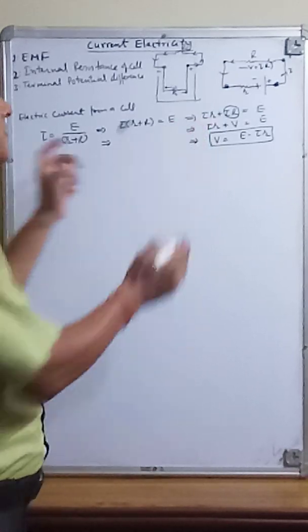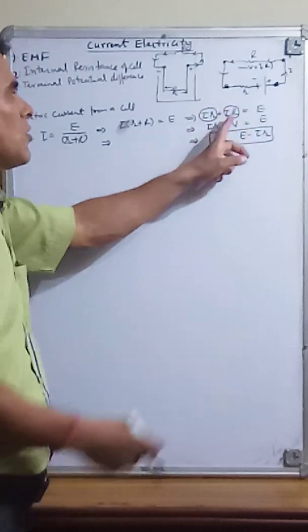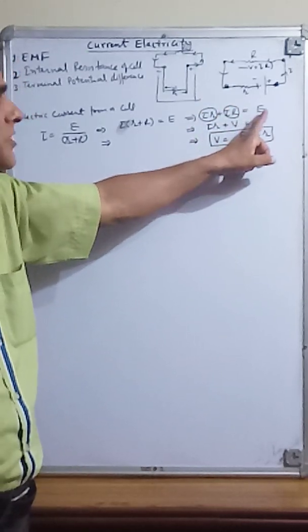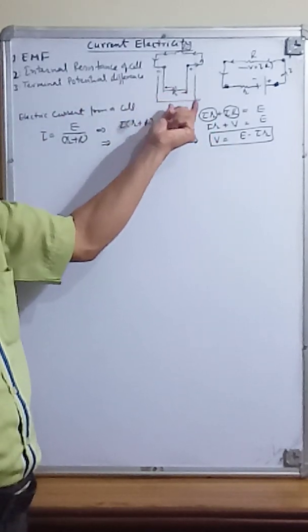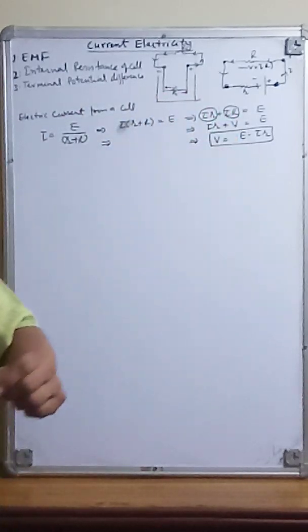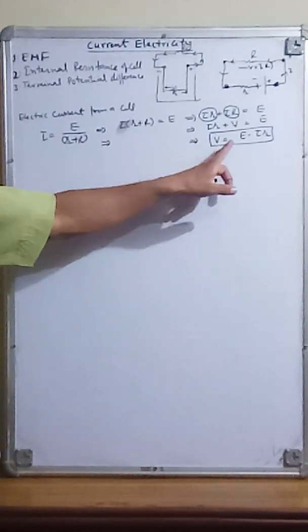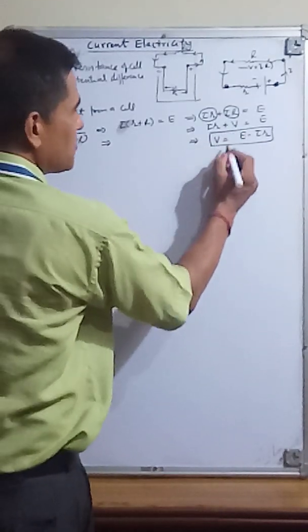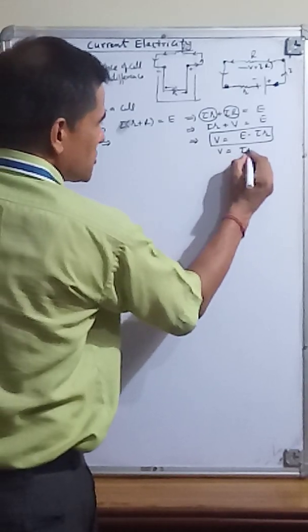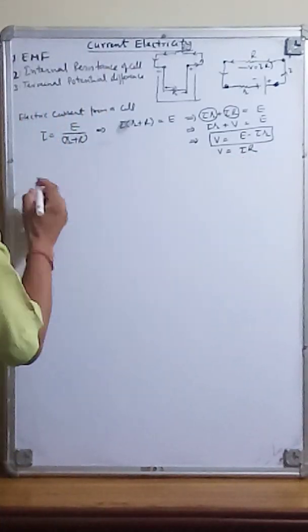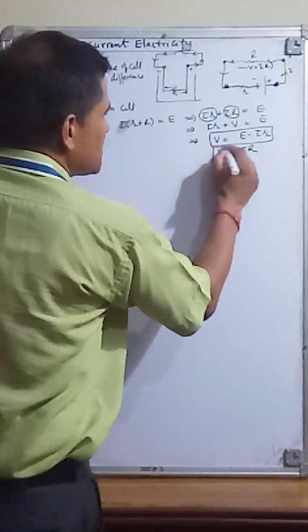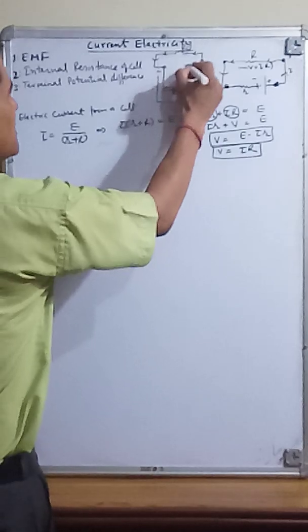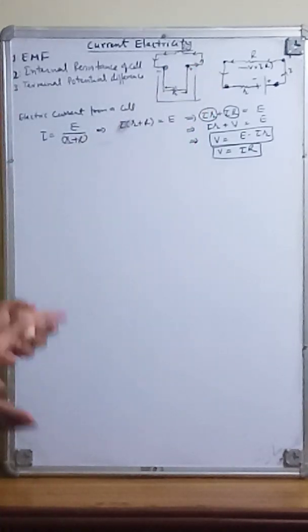Ir is the voltage which drops inside the cell, and this is the voltage which we get outside the cell. This is the total voltage. If it is 20 and this is 16, the drop is 4. So some voltage will drop inside the cell because there is a resistance; potential always drops if there is a resistance. This is the terminal potential. So we have two relations for the terminal potential: V equal to E minus Ir, or V equal to IR. Terminal potential difference is the potential difference across the terminals of the cell, whether current is taken or not.